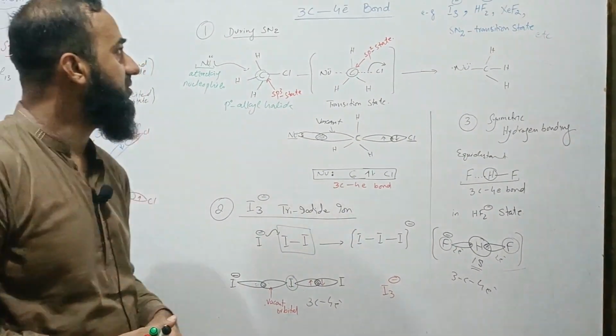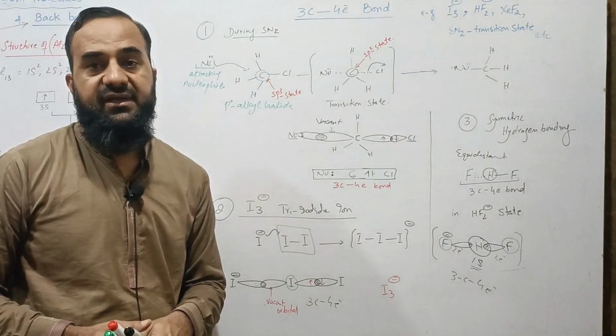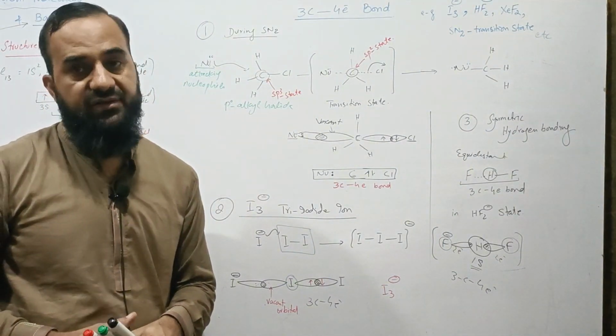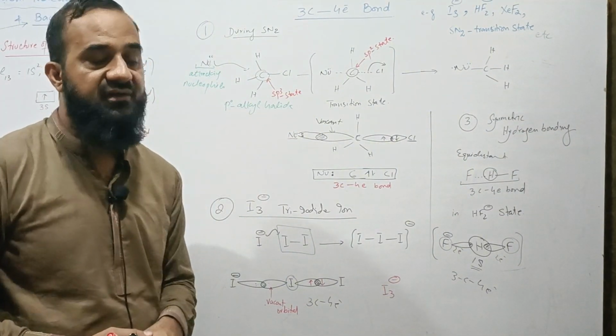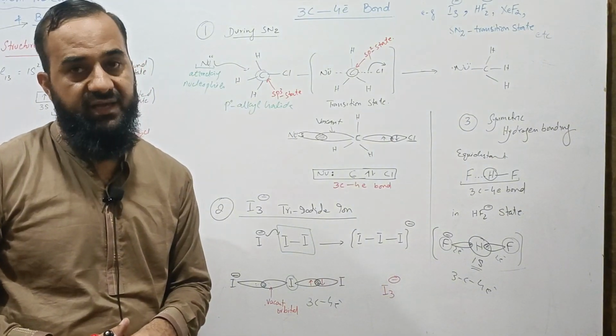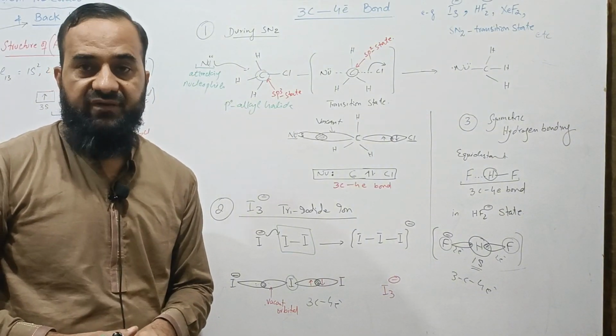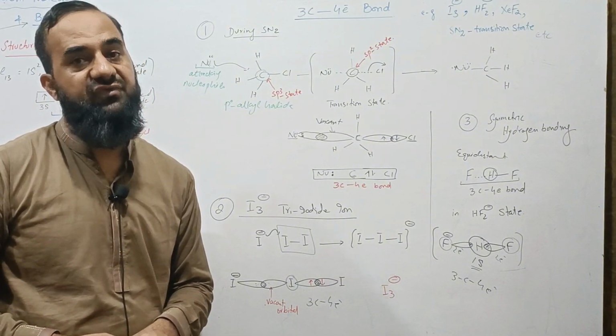So this is all about 3-centered 2-electron bonds and 3-centered 4-electron bonding, and how electron deficient molecules remove their deficiency.